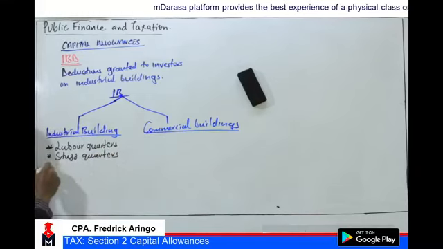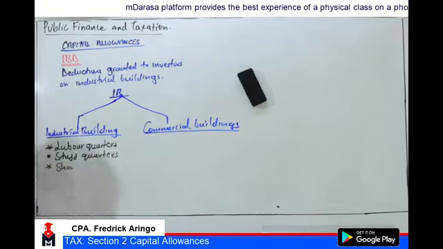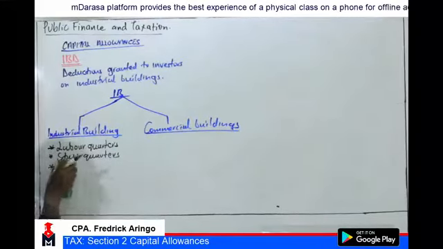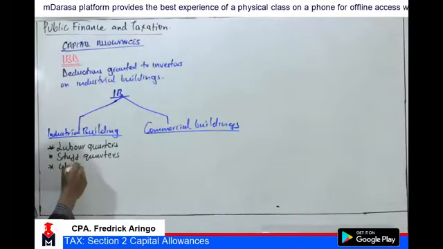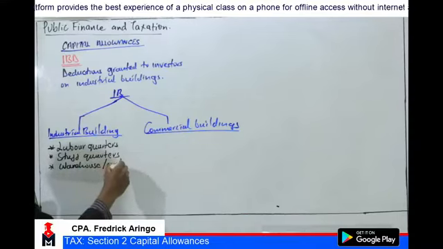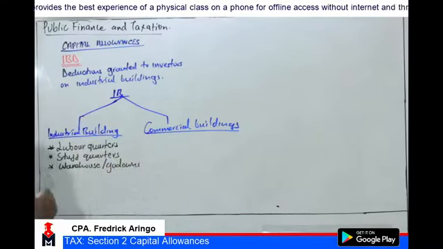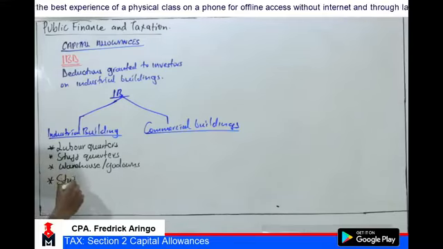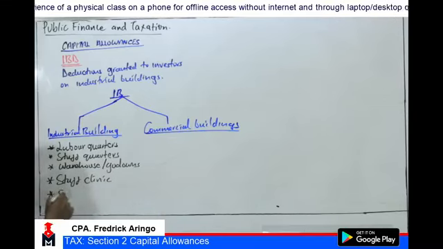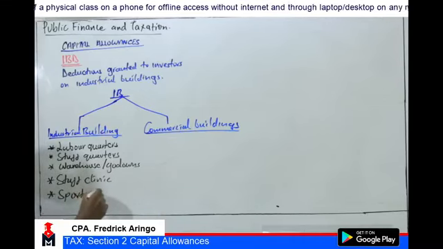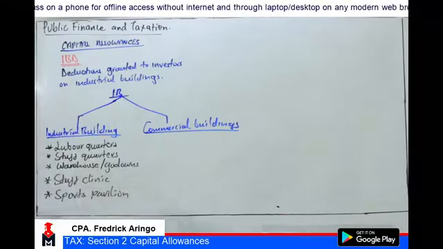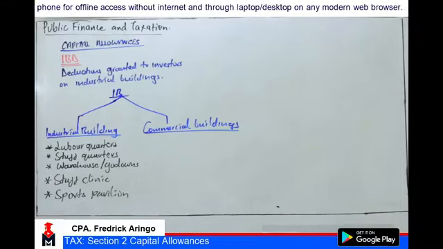We're also going to talk of showrooms. Not showrooms per se, but we are going to talk of what is known as a warehouse, or at times, you can term them as godowns. You can also talk of staff clinic, and sports pavilion. So basically, these are under industrial buildings.